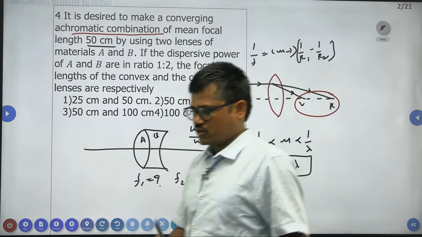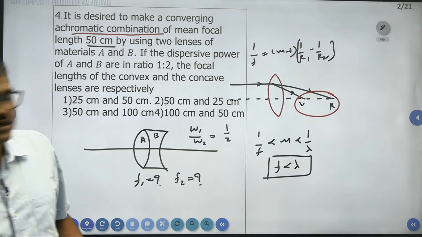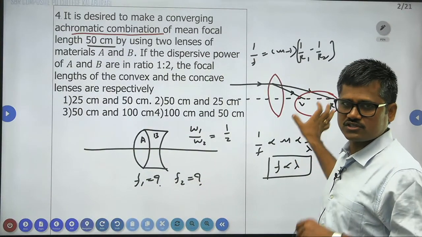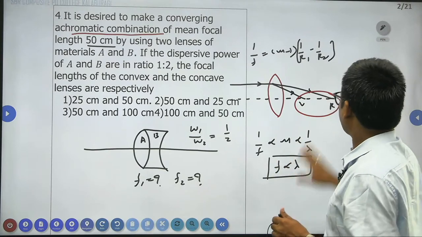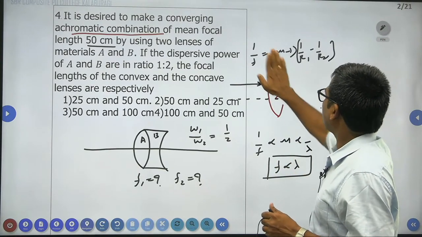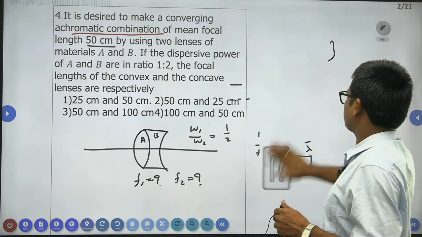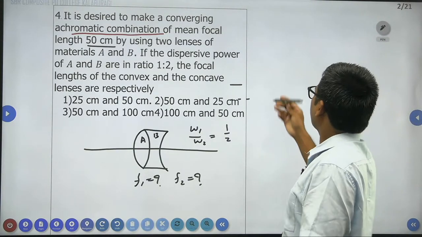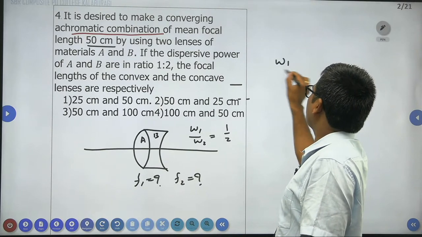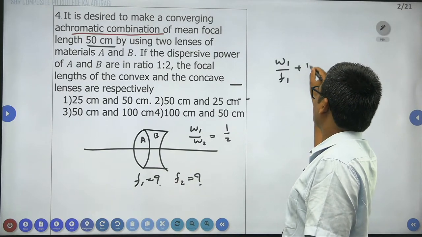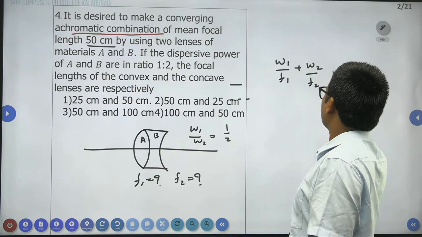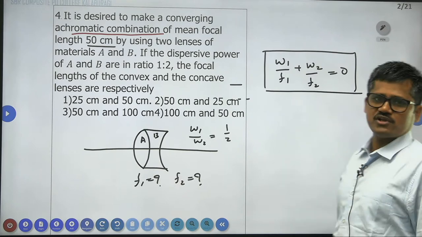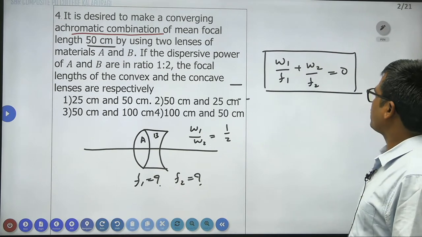Got my point? Okay. Now we don't want dispersion here, as that is a problem. So to avoid dispersion, there is a formula, and I would like to go direct to the formula. It is omega 1 by F1 plus omega 2 by F2 equals 0. This is the condition for achromatic combination.